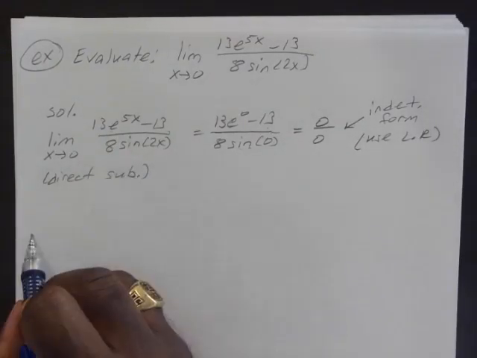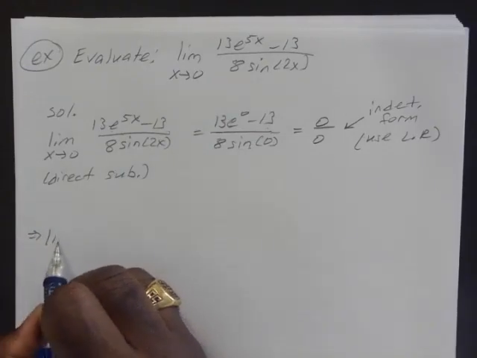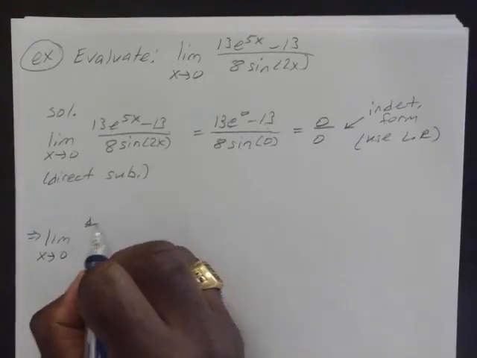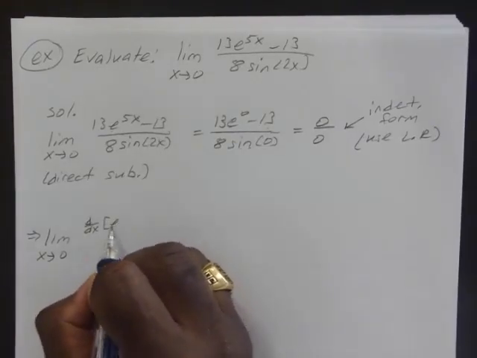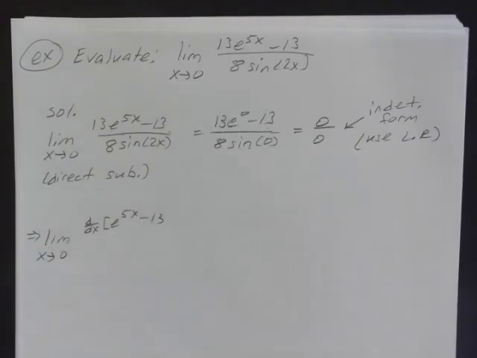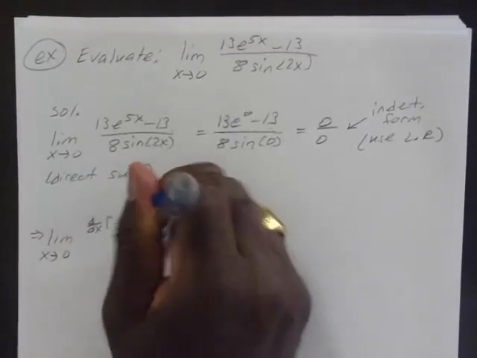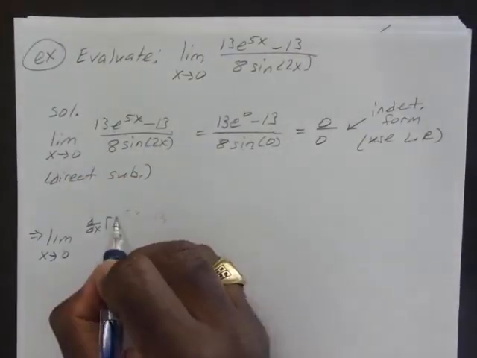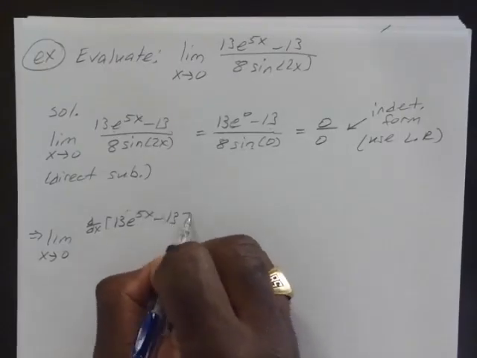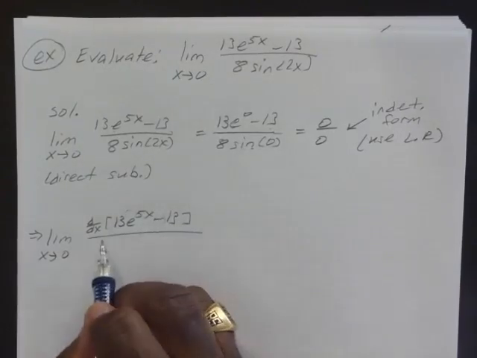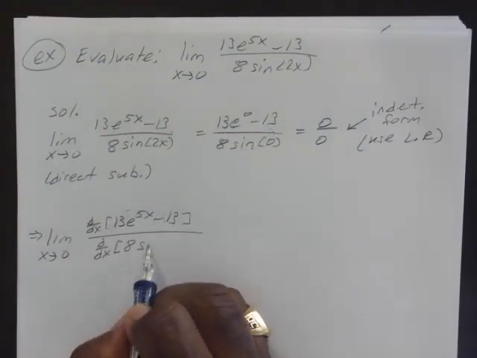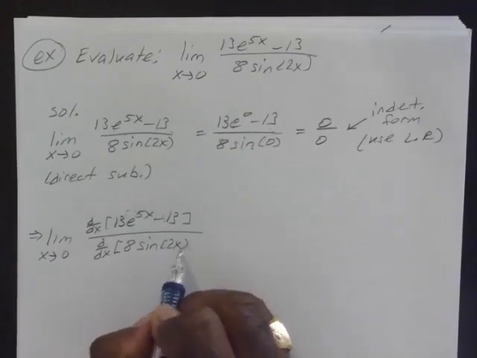So that means this is also equal to the limit as x approaches 0 of the derivative of 13 e to the power of 5x, minus 13, divided by the derivative of 8 times sine of 2x.